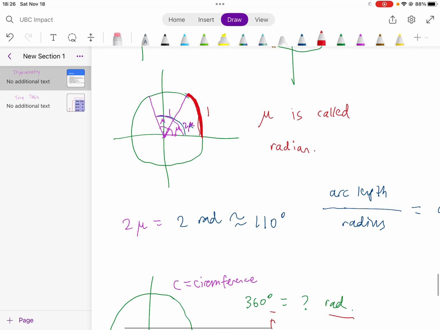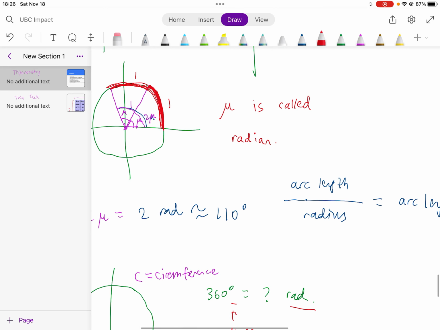If this is 1, then it makes sense that this is also 1, which means the arc length is 2. So the arc length is 2, the ratio is also 2. The ratio between the arc length and the radius is 2. And so if the ratio is 1 and the arc length is 1, then the number of radians is 1. If the ratio is 2 and the arc length is 2, then the number of radians is 2. Similarly, if the ratio is 3, the arc length is 3, then the number of radians is 3. So that's what relates arc lengths, the ratio between arc length and radius, and the number of radians.